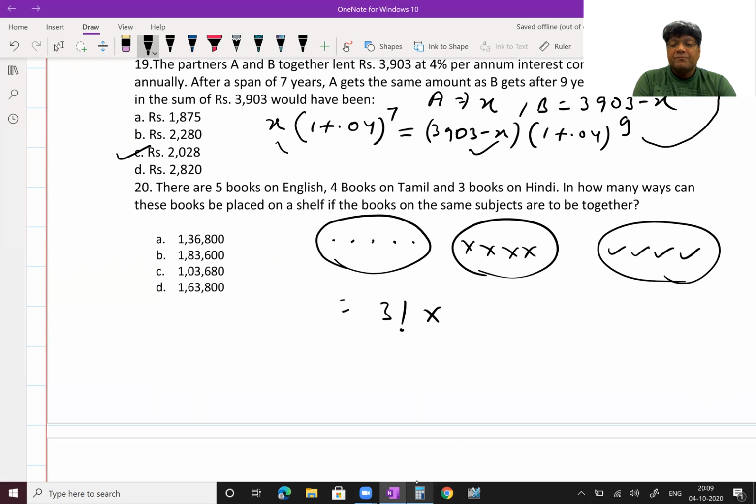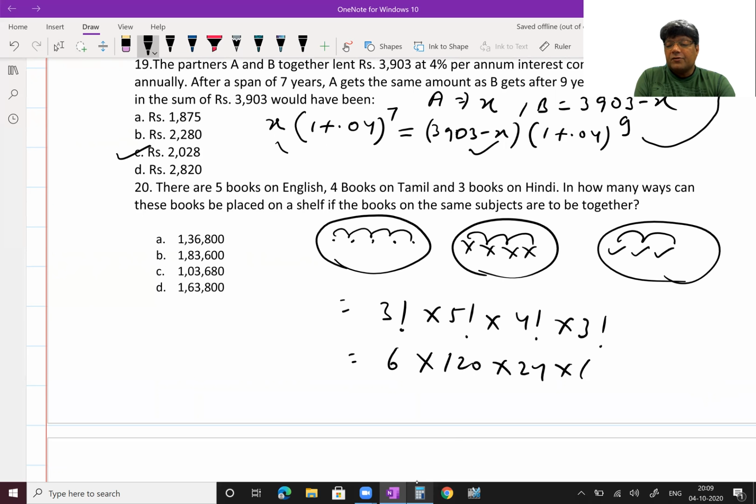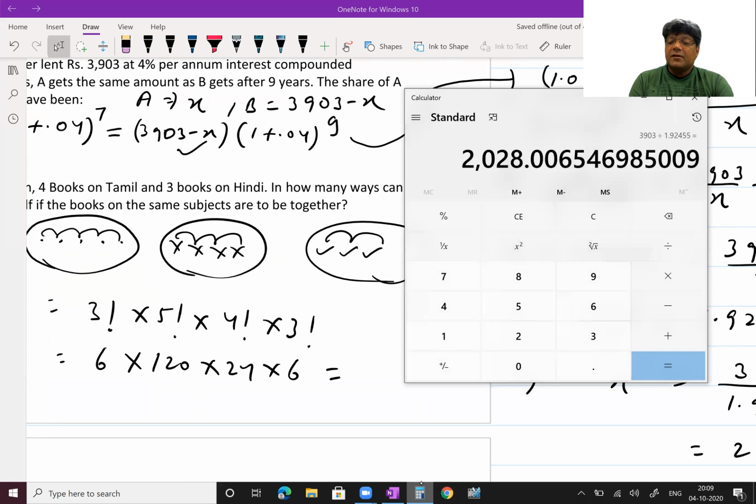So 3 factorial into these 5 among themselves in 5 factorial. These 4 among themselves 4 factorial. Oh, no. 3 books on Hindi. Guys, there are 3 books only. 3 books of Hindi, okay. 1, 2, 3. So the last one will be 3 factorial. So this is equal to 6 into 5 factorial, 120, 4 factorial, 24, 3 factorial, 6. It's coming 720 into 144. 720 into 144 is equal to 103680.